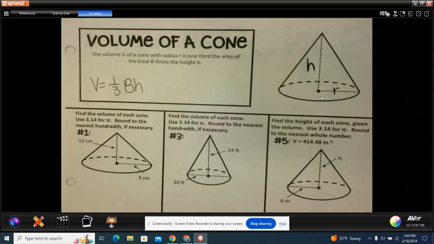All right, today we're going to look at how to find the volume of a cone. So our formula for volume of a cone is 1/3 big BH. When we see our big B, that stands for area of the base. H is the height of the cone.